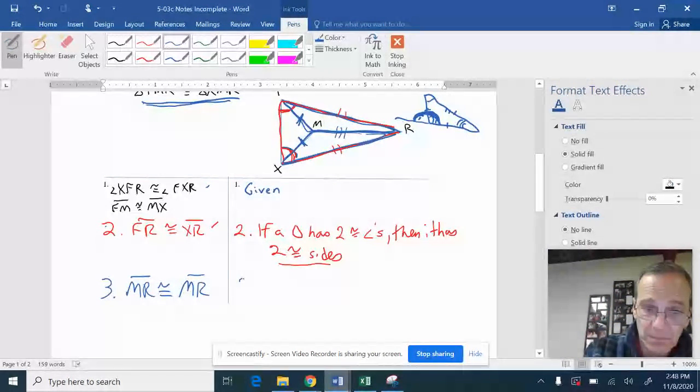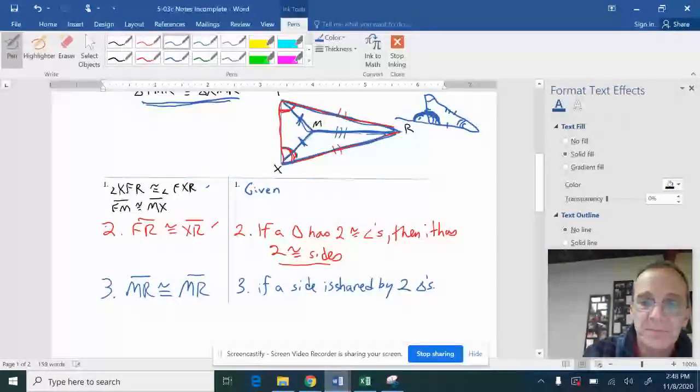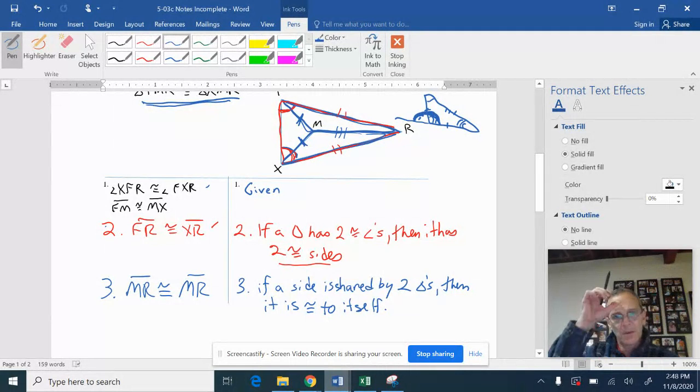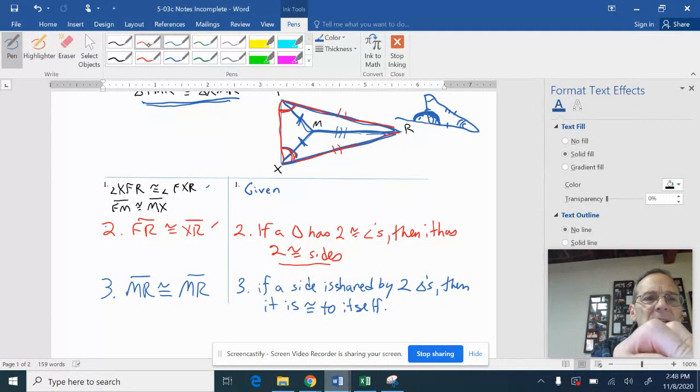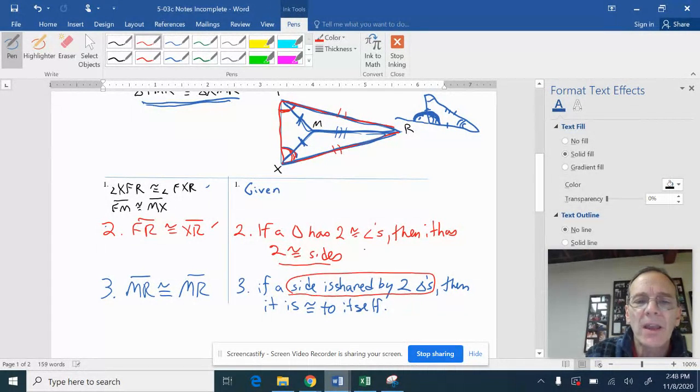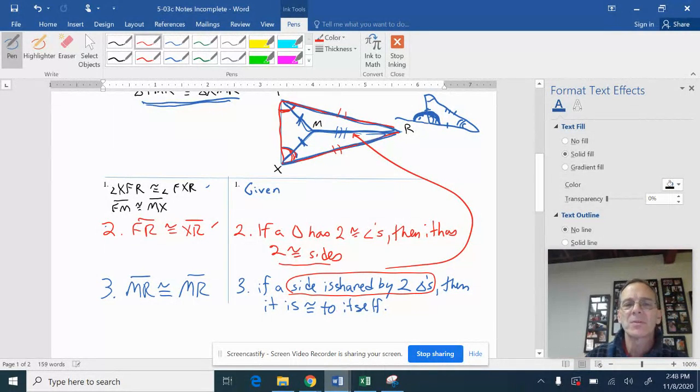And so here's how I'm going to write the reason. If a side is shared by 2 triangles, then it is congruent to itself. Okay? And again, this is something that we can see in the diagram, the side being shared by 2 triangles. Right there. That segment MR belongs to both of them.